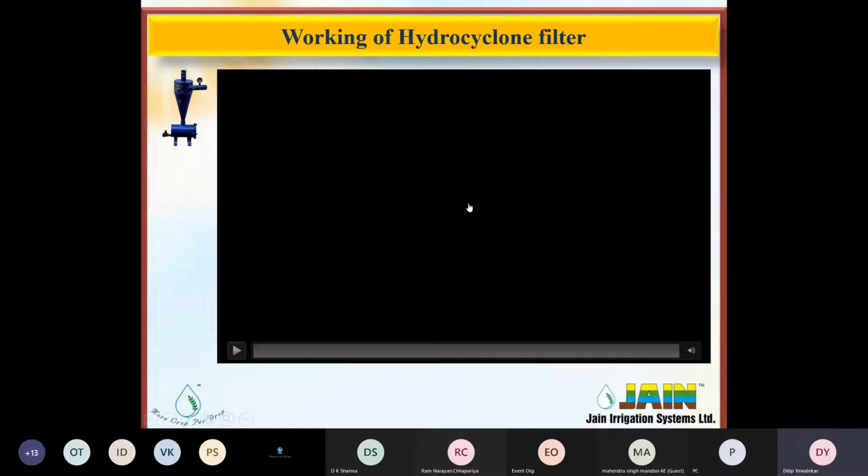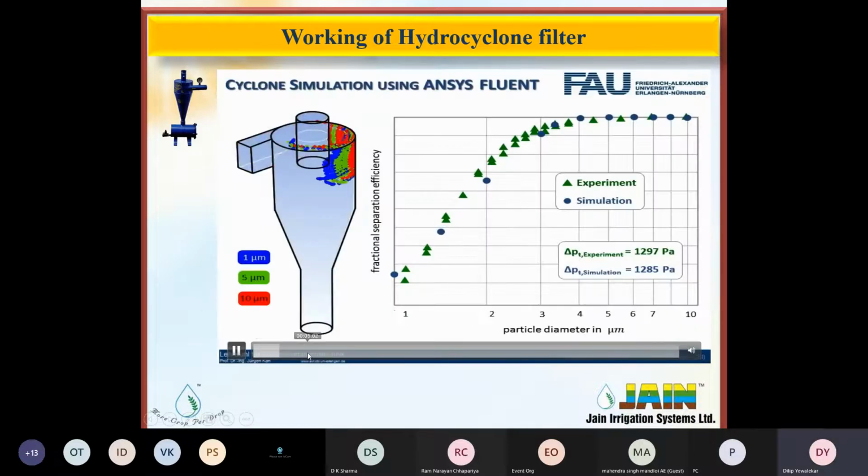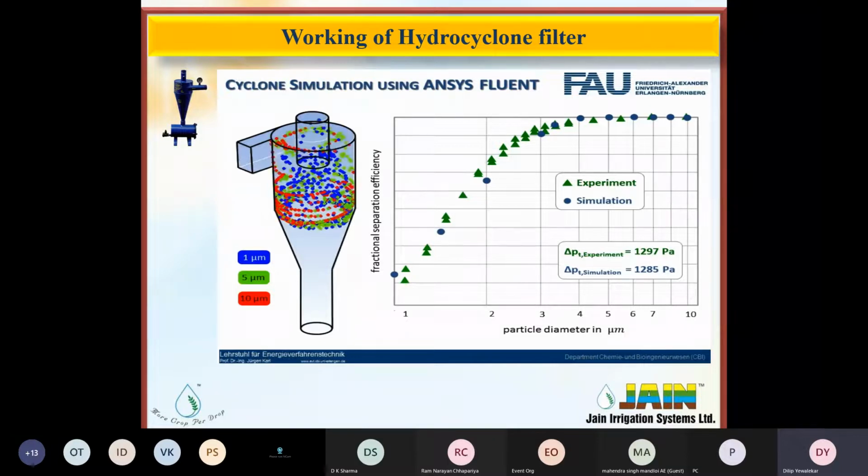Now here you can see the video of the hydrocyclone filter, how it works. Here there is an inlet, the raw water is pumped into the hydrocyclone filter, and whatever heavier particles are present in the water get settled at the bottom because of gravitational force. And here centrifugal force is created inside the filtration system, and thereby the heavier particles get settled at the bottom. Up to 1 micron particles get settled inside the filter.